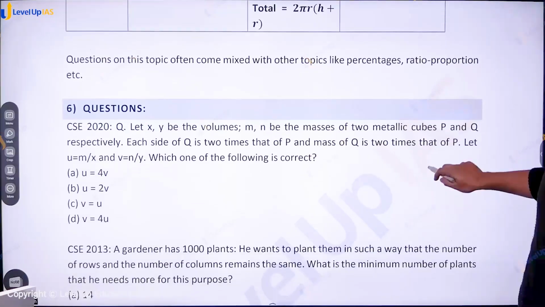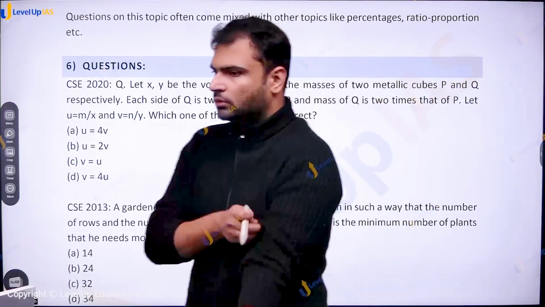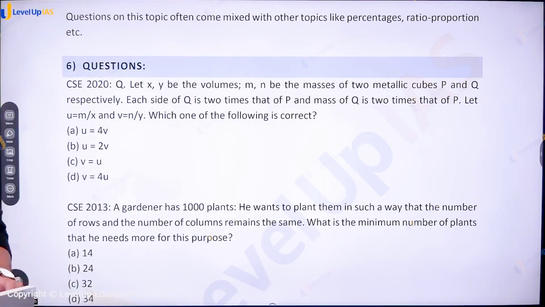Fine, that is all. Let us see the questions based on geometry. Of course, there would be some mixture with other topics like percentages, ratio, proportion. Let us try them out.